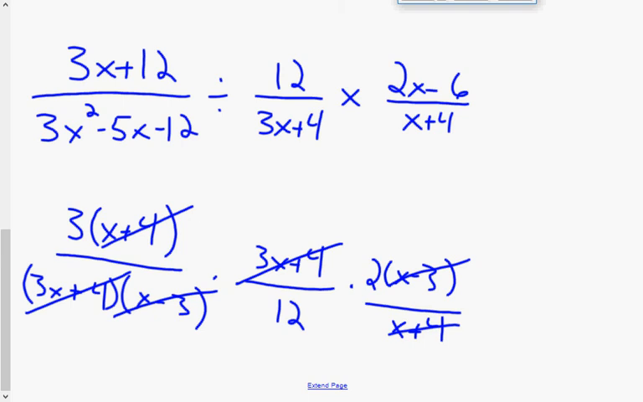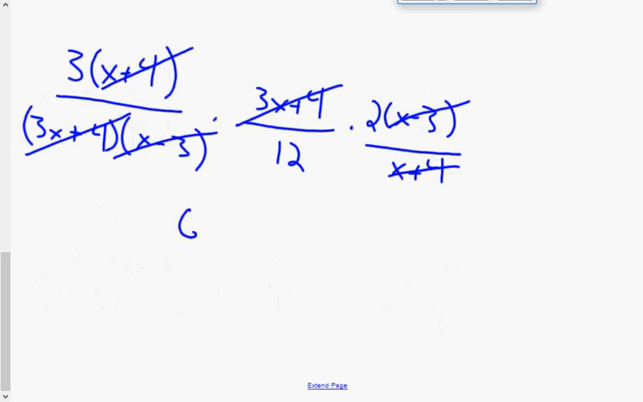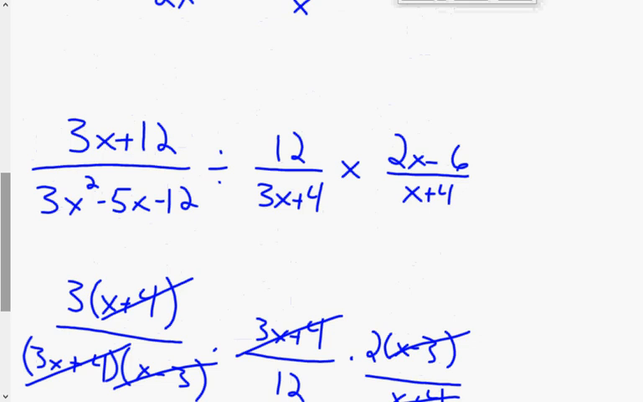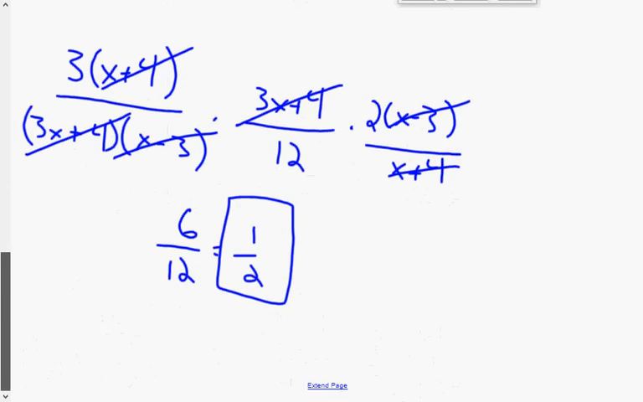Now I'm left with 6 over 12. 3 times 2 is 6. 12 times 1 is 12. So that's 1 over 2. That means no matter what number, whether it's 0, -4, or 300,602, your answer is always going to be 1/2 every time.